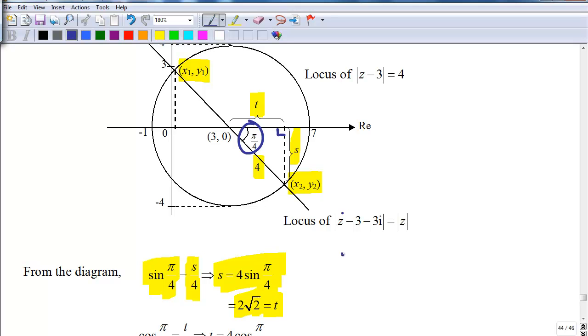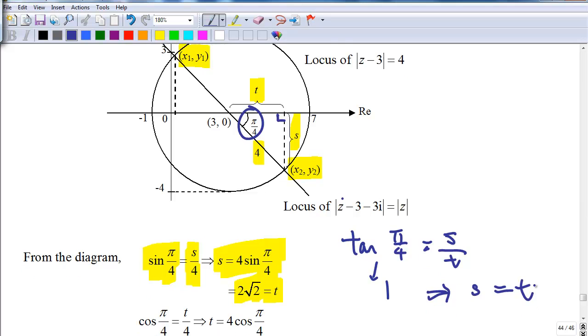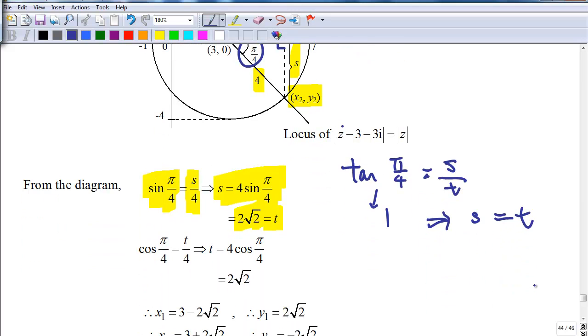Okay, let me write that down. Tangent pi over 4 is opposite over adjacent. But tangent pi over 4 is 1. So that means my S is equal to T. Now if you don't want to use tangent, you can also use cosine, and you end up with the same thing.